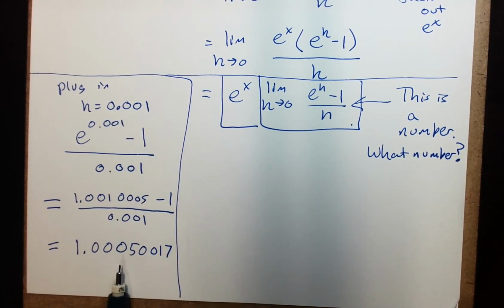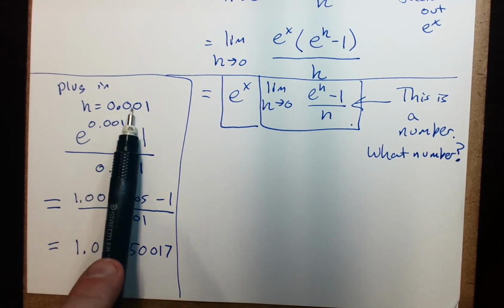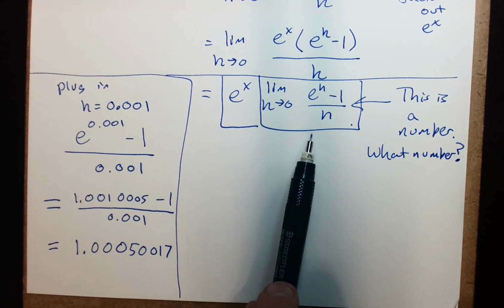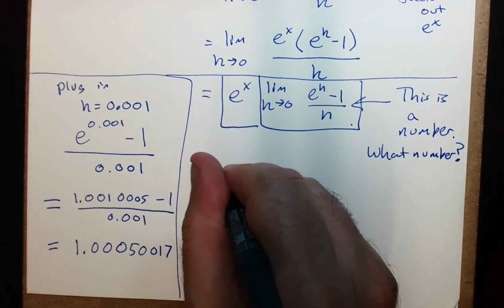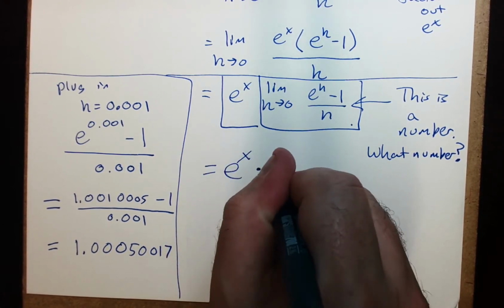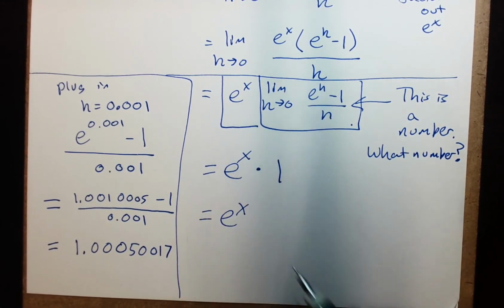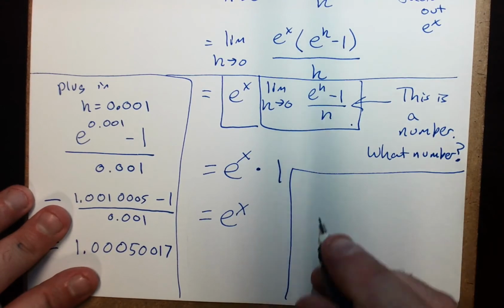Now, this is not the limit, right? This is the limit as h goes to 0, and I just put a small number in for h. So this is not the limit. But hopefully you can see that what we got was a number that was really close to 1, right? And if you make this even smaller, like 0.00001 or something, then the answer here becomes even closer to 1. And so what you guess here is that this limit is 1.